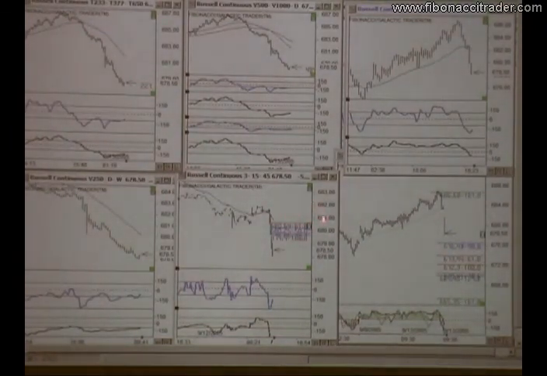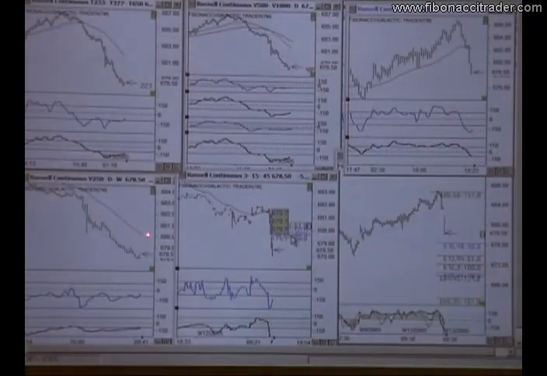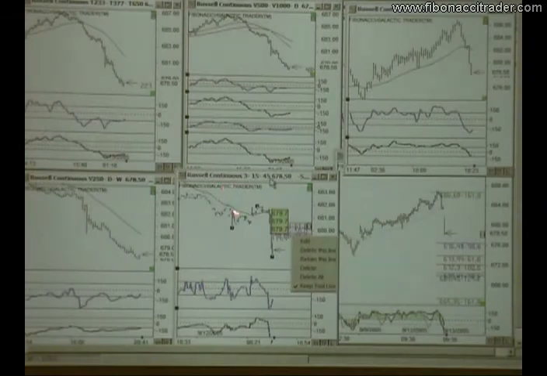And like I said, you want to keep in mind, this is the 3-minute resistance right here, so hopefully we'll get it into this, it'll hold, and we can get it a short. That's ideally what we want to see.